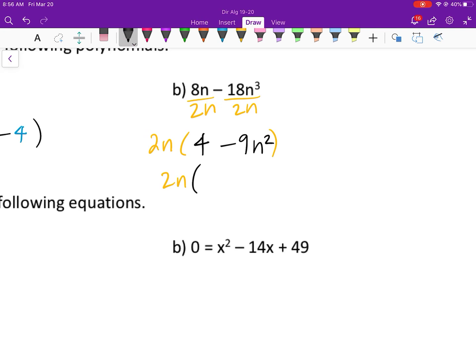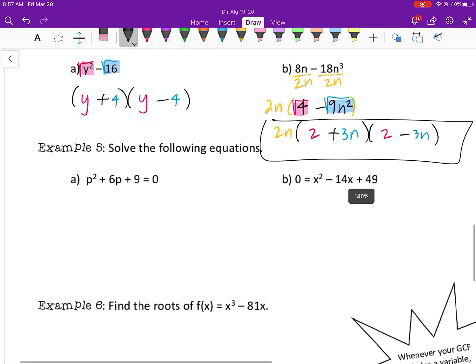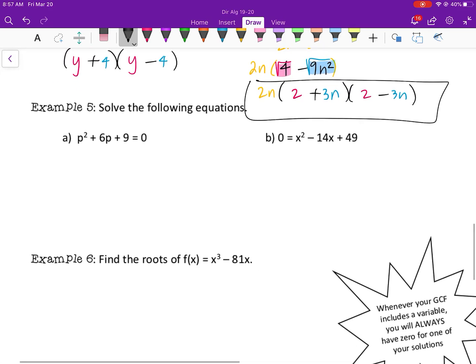So now what I have left in parentheses follows the dots pattern. So we have one plus, one minus. We square root our first term to find out what goes first. What is the square root of 4? It is 2. We square root our last term to find out what goes last. Square root of 9 is 3. Square root of n squared is n. So our final answer with our GCF out front is 2n times 2 plus 3n and 2 minus 3n.